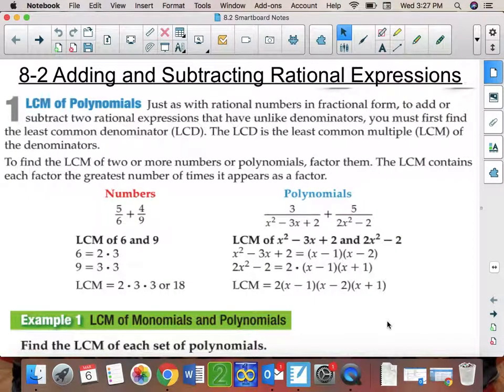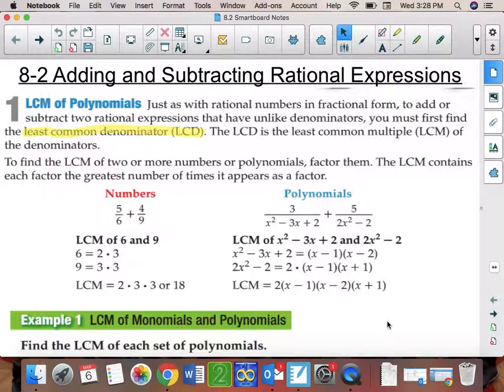Okay, today we're going to look at 8.2, which is adding and subtracting rational expressions. And I know you guys can read this where it says LCM of polynomials. So I'm just going to read this here where it says, just as with rational numbers in fractional form, to add or subtract two rational expressions that have unlike denominators, you must first find the least common denominator.